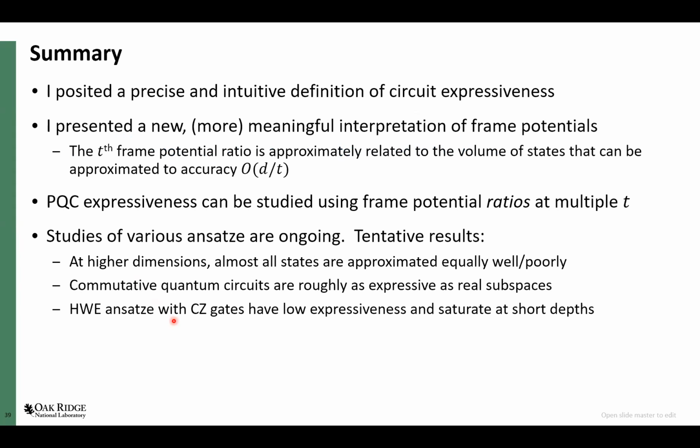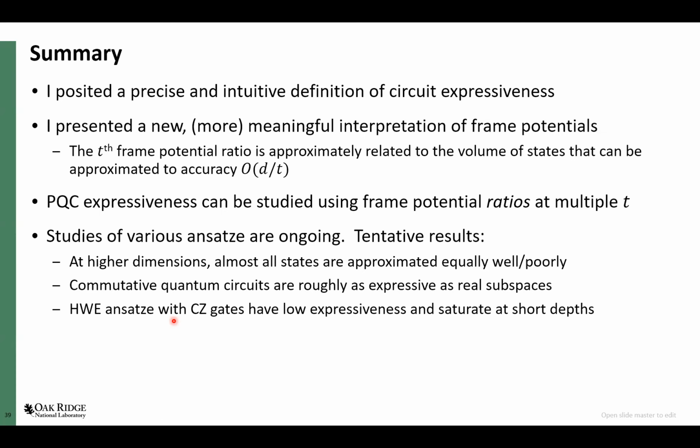Okay, so in summary, I posited a formal but intuitive definition of circuit expressiveness, and then I presented a new interpretation of frame potentials in terms of a volume of states that you can approximate to a given accuracy. That means that you can look at the expressiveness of parameterized quantum circuits in terms of the ratios of frame potentials at various values of t. This is ongoing work.